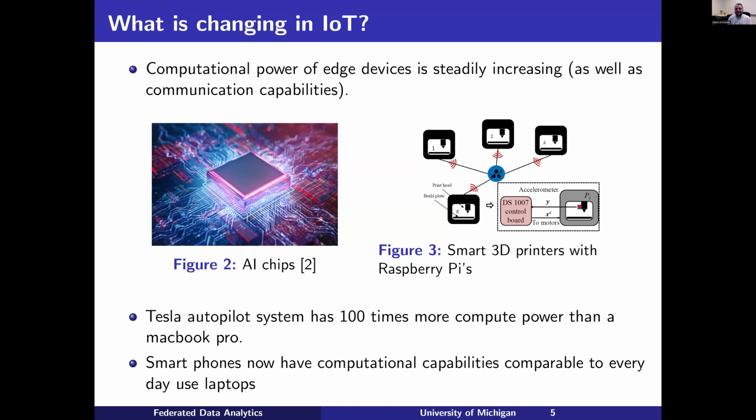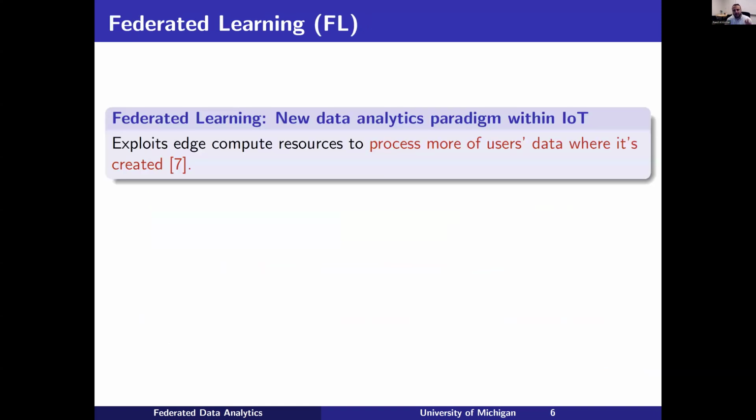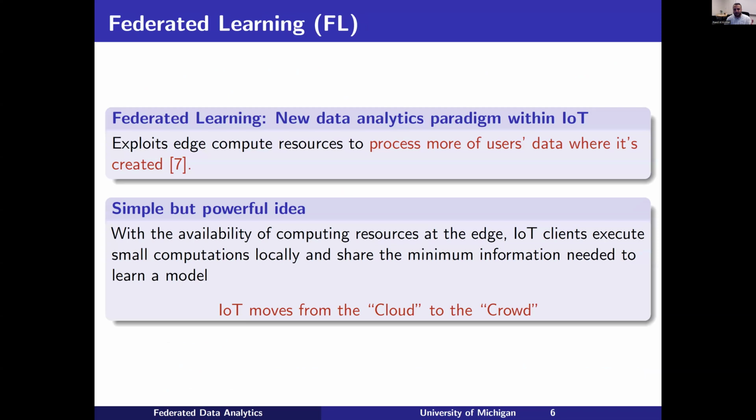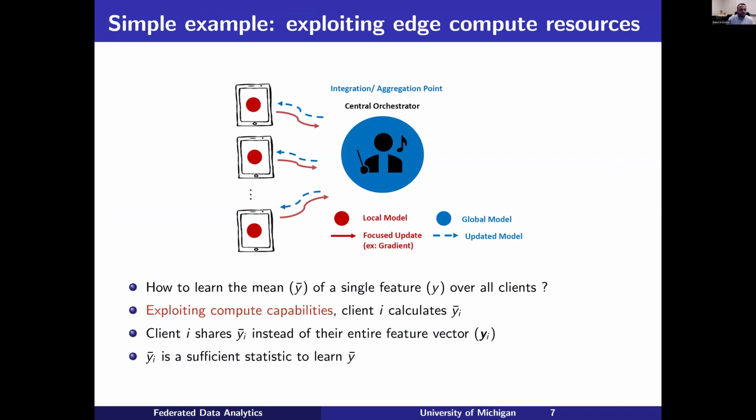This increase in the compute power at the edge really was the key reason behind federated learning. Why? The idea of FL is very simple. By exploiting the compute resources at the edge, we can process more of our data where it is created, at the edge. And this is why IoT can move from the cloud to the crowd. This is the promise of federated learning.